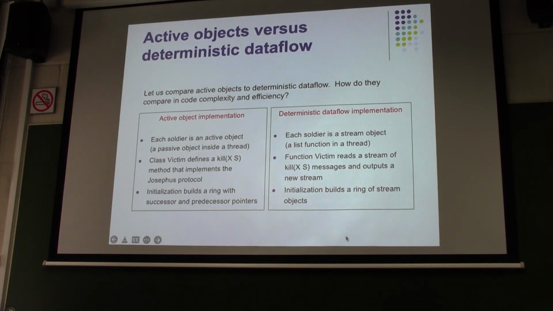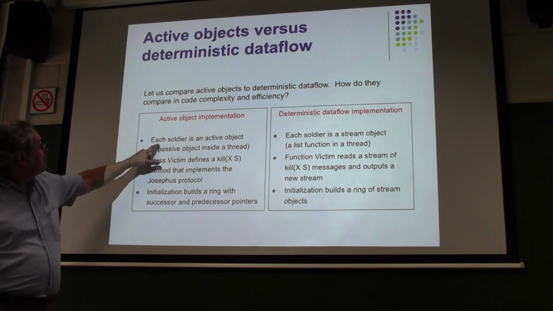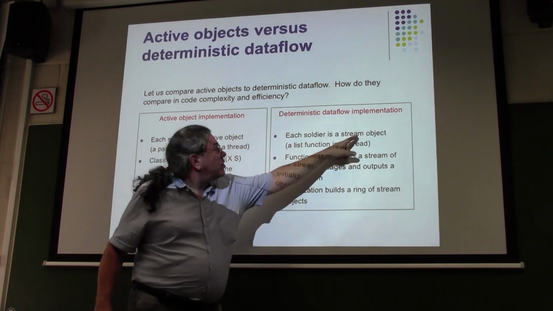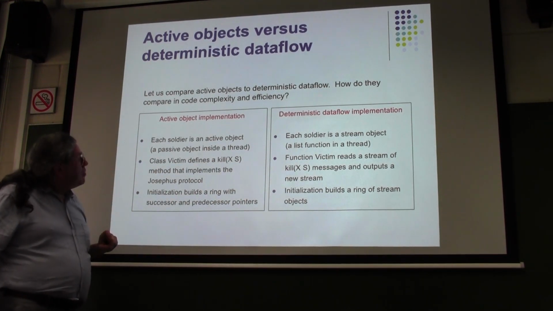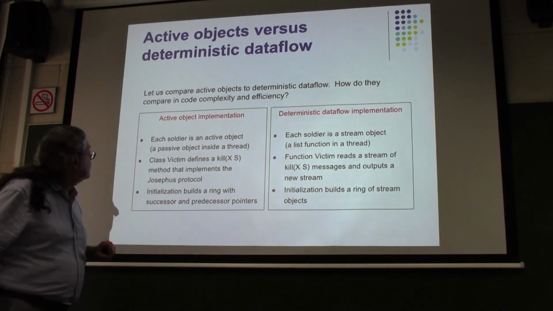Okay, so comparing the two. In the active object and deterministic data flow, each soldier, victim, is an active object. Each soldier is a stream object. So here it's a passive object inside a thread, but here it's a list function inside a thread.